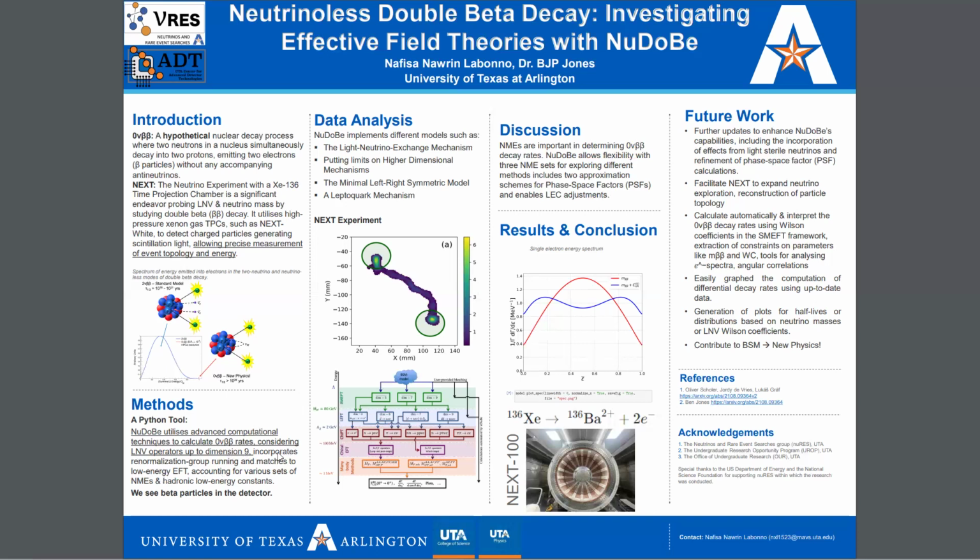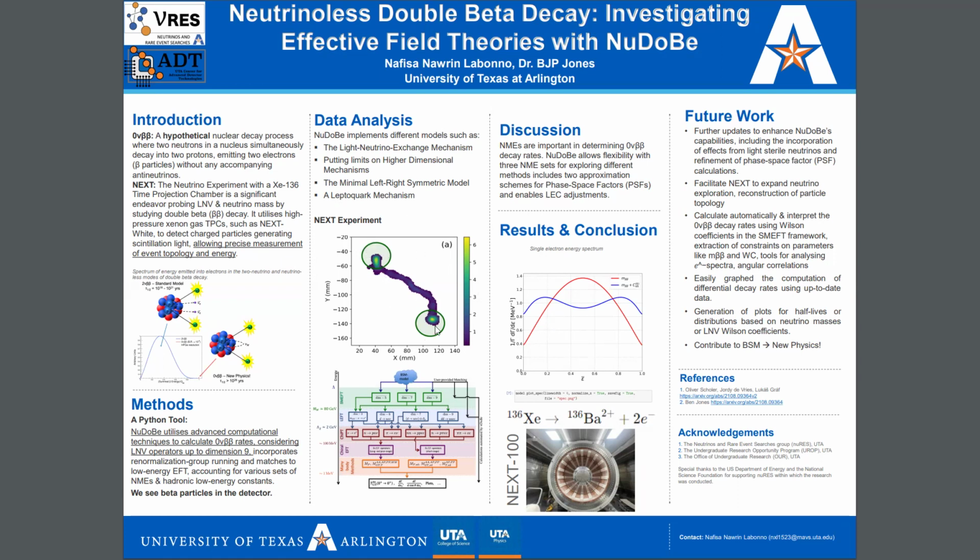So we look at how this nu-DOBE incorporates, by the way, the nu-DOBE we're talking about is the Python tool. This incorporates renormalization group running and matches the low energy EFT, or effective field theory, which is therefore able to account for various sets of nuclear matrix elements and hadronic low energy constants. What this does is it allows us to see beta particles in the detector, which can be seen here on my right. This is our NEXT-100 experimentation picture, which shows one of the iterations of the next generation exploration of neutrinoless double beta decay.